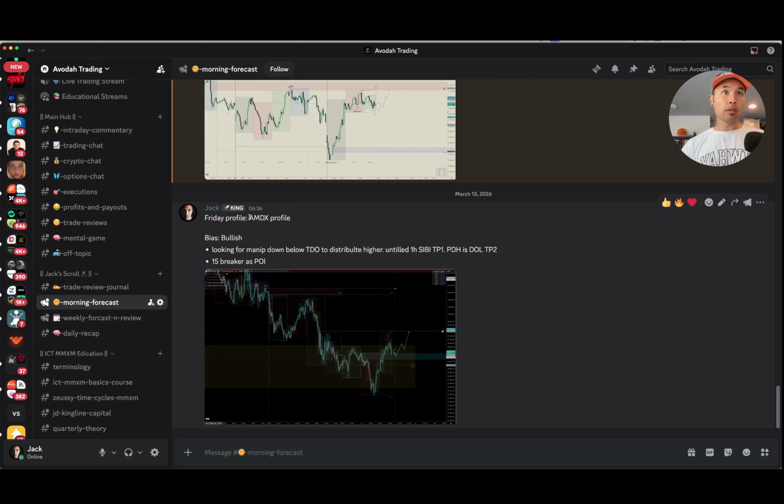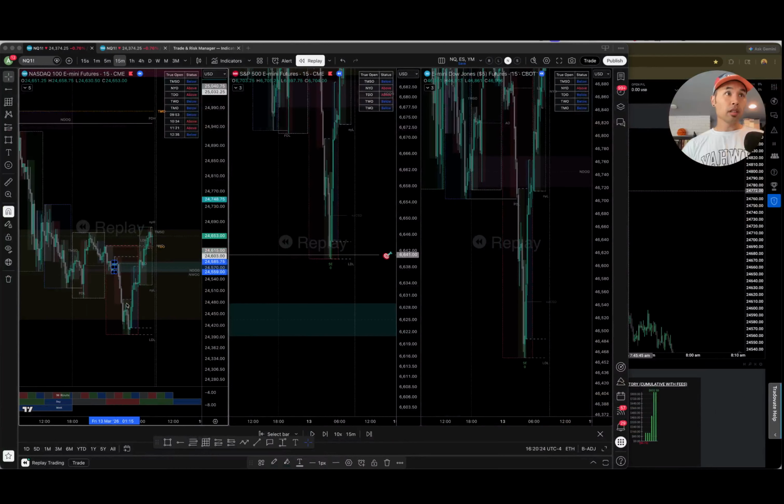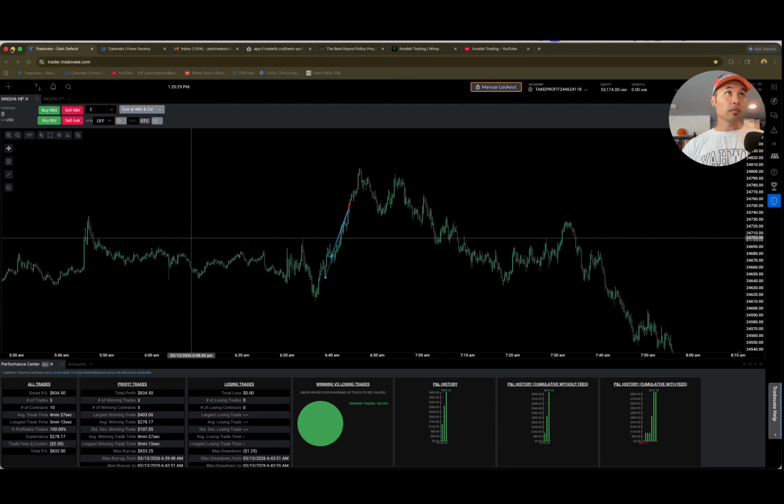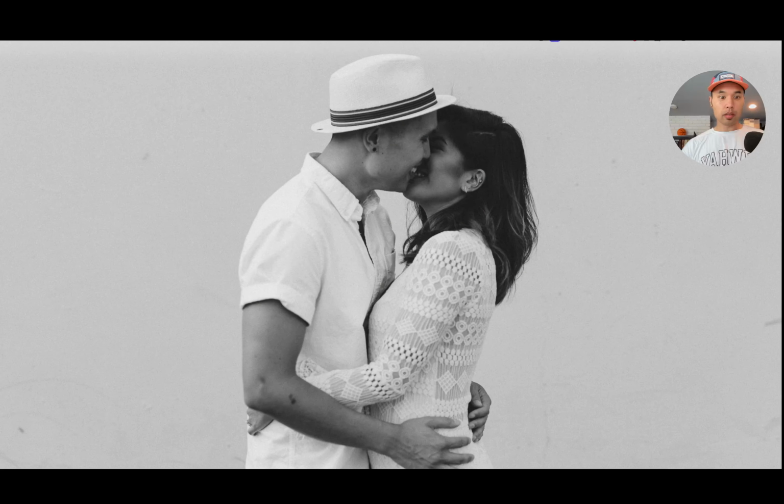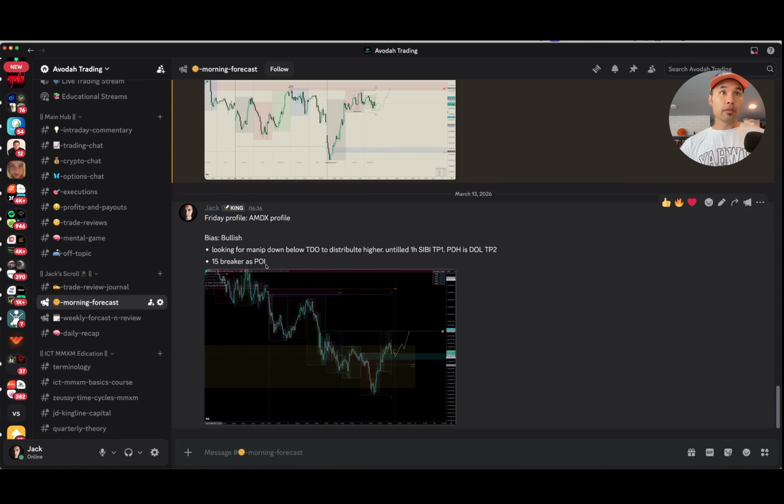First, I called out the profile, AMD profile, meaning the accumulation, manipulation, distribution. Oops, where's my Discord? There it is. So I was looking for a manipulation down below true day open to distribute higher until, got my typos in here, until 1 hour unfilled. That's what it is. Unfilled 1 hour SIBI as my first target, and then previous day high as my second target. 15-minute breaker, I said 15, forgot the M there, but 15-minute breaker as my POI.